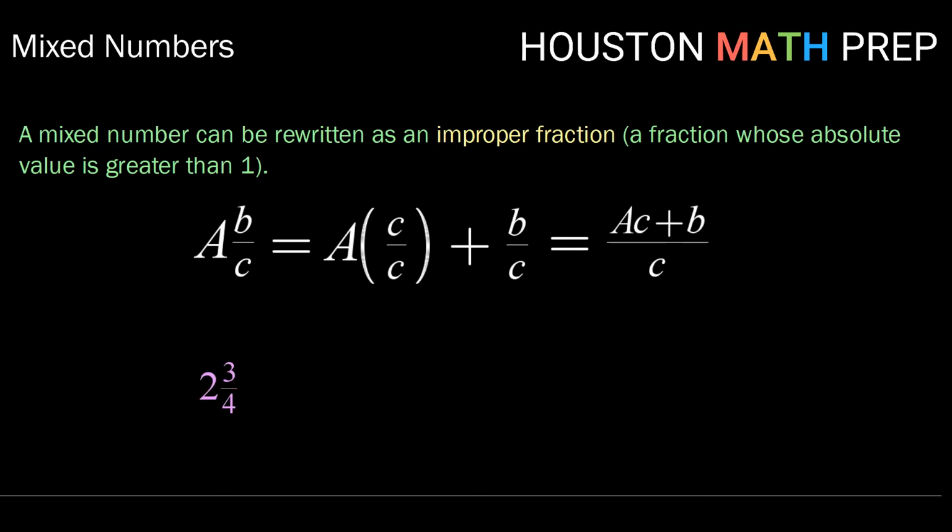So let's look at that with the mixed number 2 3/4. 2 3/4 can be rewritten as an improper fraction by taking 2 and multiplying it by 1 in the form of 4 over 4, and adding that to 3/4. So 2 times 4 over 4 becomes 8 over 4 plus 3 over 4, which results in 11 over 4. So 2 3/4 as a mixed number is equivalent to the improper fraction 11 over 4.